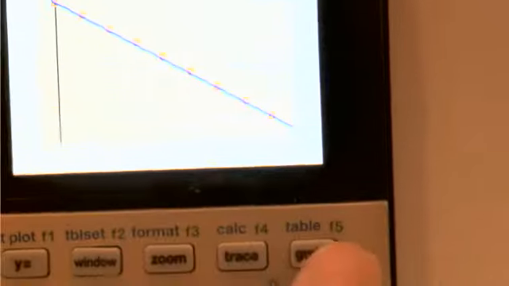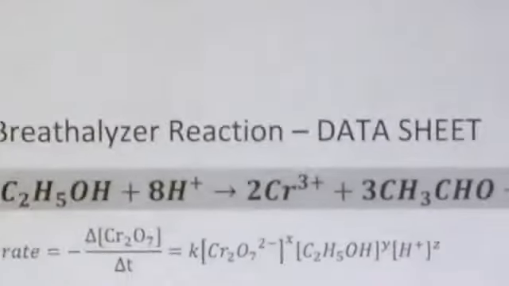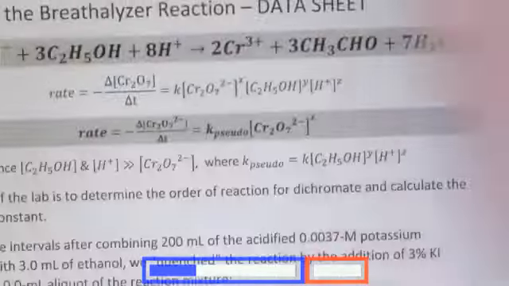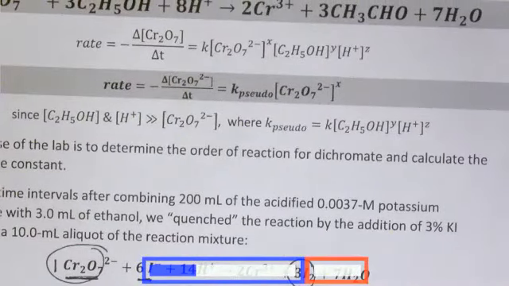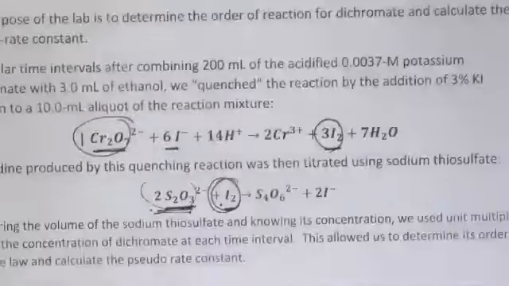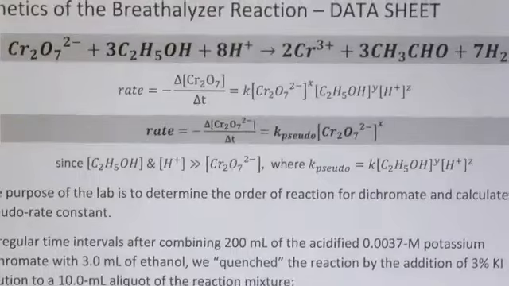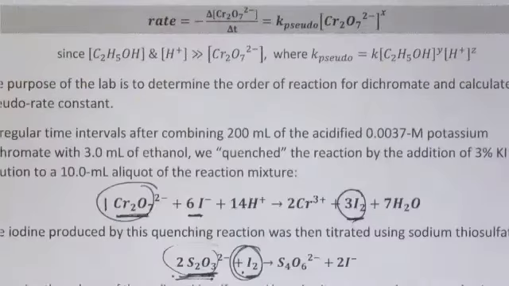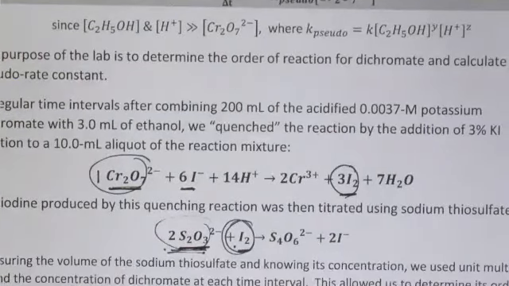Okay. So I hope you appreciate the complexity of that experiment. We were able to determine that the dichromate is first order. We were able to determine the pseudo rate constant, and we did that all using redox titrations, right? The connection to electrochemistry. And we were studying a breathalyzer reaction, which is itself a redox reaction. So we were doing a lot of stuff in that lab.